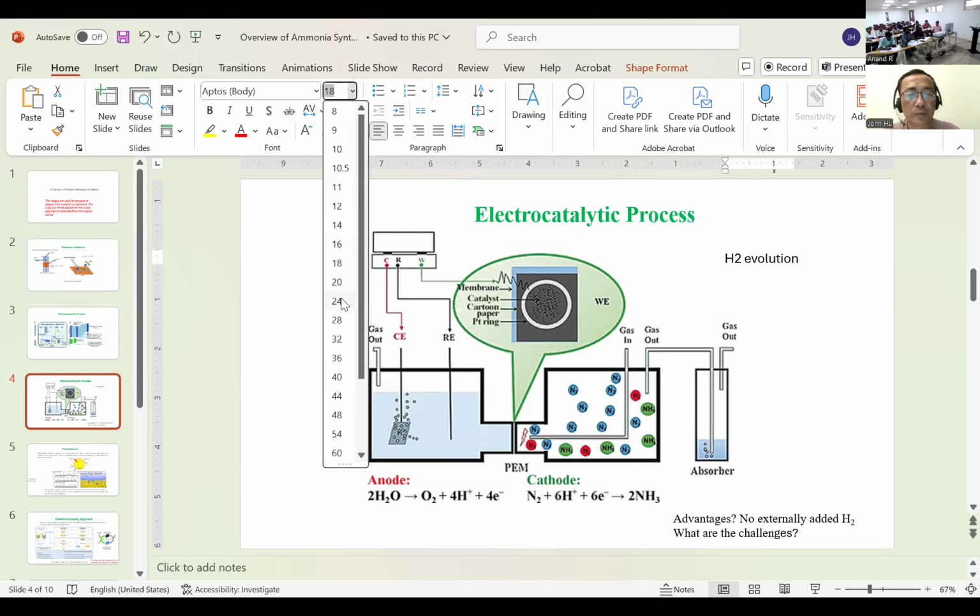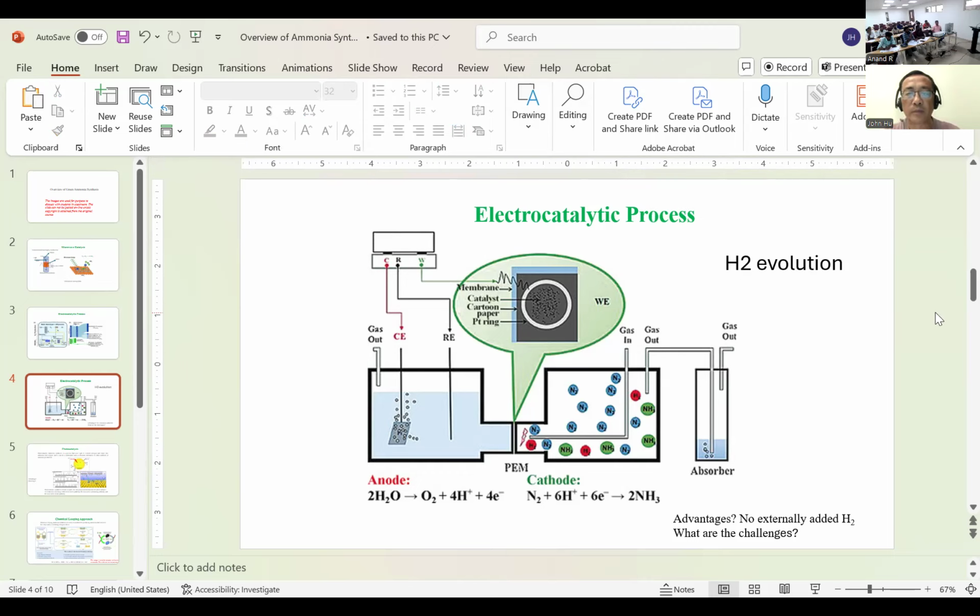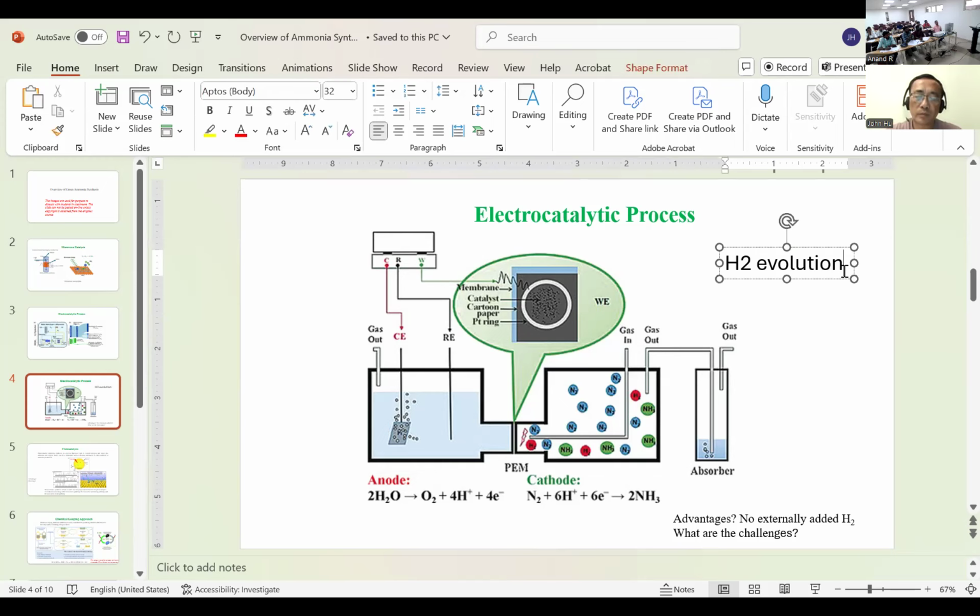Yes, sir. If those hydrogen molecules are readily available for the nitrogen, it will combine easily so that it can easily form the ammonia. So if we have the hydrogen evolution reaction, that will compete with the nitrogen, so it will not get as much hydrogen, so the ammonia production rate will be reduced. That will be the challenge, sir. Thank you. Very good. I hope everyone heard what he said.